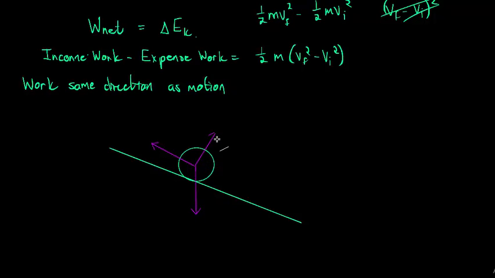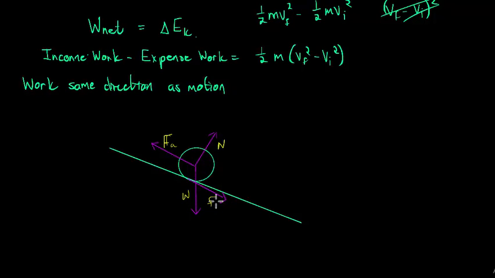The normal force never does any work, and the specific scenario that we looked at also had friction. Friction is always expense work. It always takes energy out of my system, and gravity in this case is also an expense work. So what are our income forces? Well, we've got force applied, we've got frictional force, capital F, and we've got the normal force that we won't consider, because normal force can never add or subtract any energy.